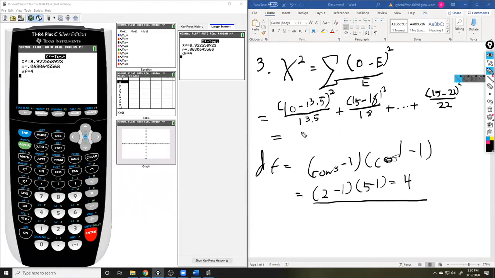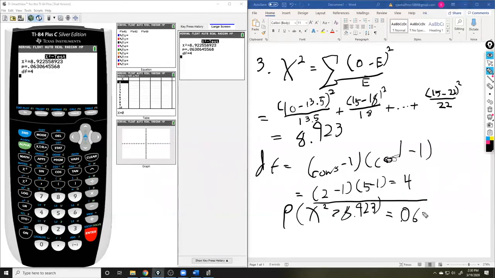So we have 8.923. Degrees of freedom is 4. So probability that chi-square is greater than, always greater than, the 8.923 equals 0.06306. P-value usually goes to 4 decimal places.